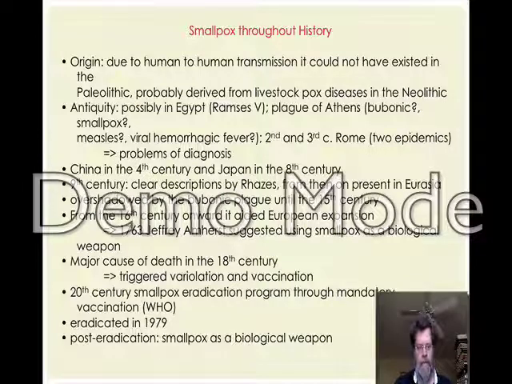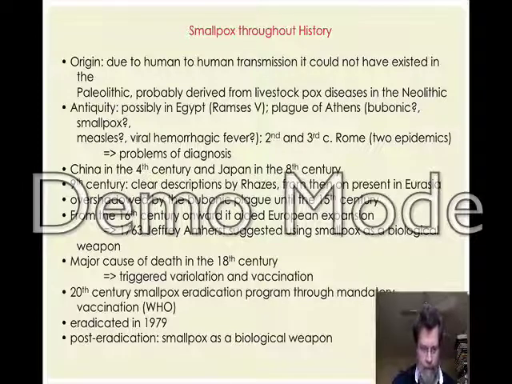It clearly was in China during the 4th century based on the descriptions of the disease patterns, as well as in Japan in the 8th century. It was present at a continuous rate throughout the Middle Ages, but was then clearly overshadowed by the emergence of the bubonic plague in the 15th century.